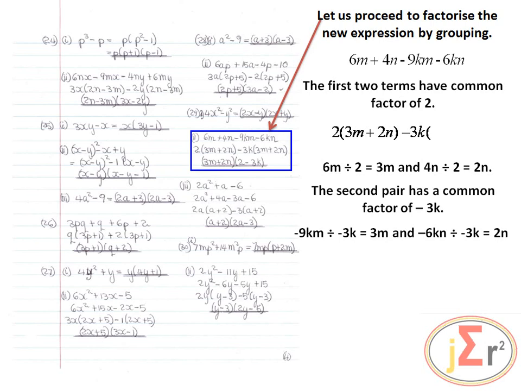But as long as we are doing everything the right way, we are always going to be convinced that we are on the correct pathway if the two pairs of brackets have the same exact expression. And negative 9km divided by negative 3 is equal to 3m. Negative 6kn divided by 3k is equal to 2n, as we discussed before.